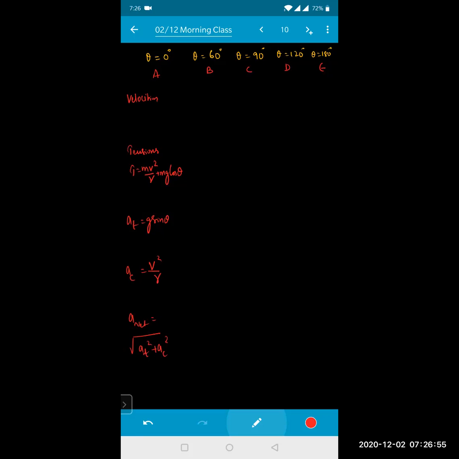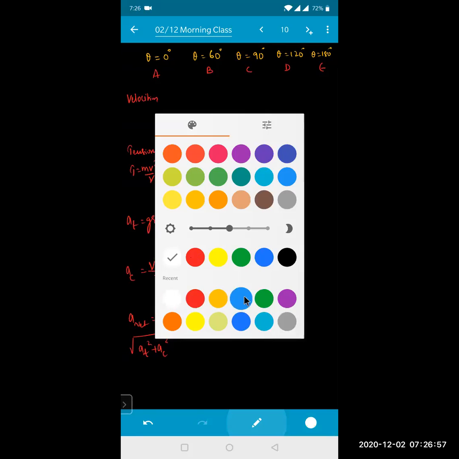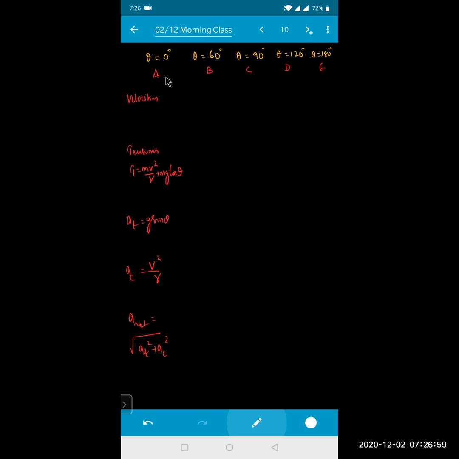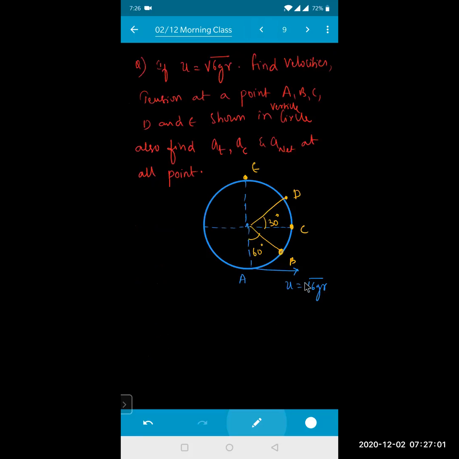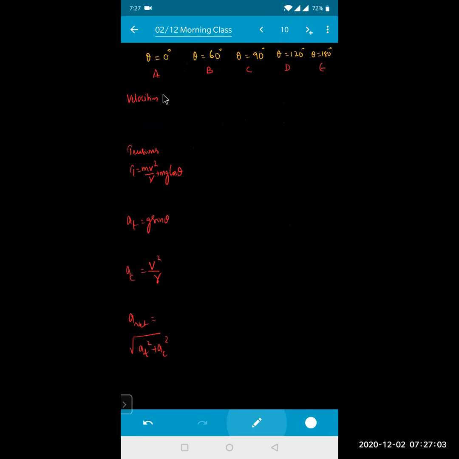Now theta is equal to 0. I'm writing the answer with the red pen. Theta is equal to 0. The velocity is already given, so I need not write that one. It is under root of 6g into r. At point B, what will be the velocity? Because theta is how much? 60 degrees.